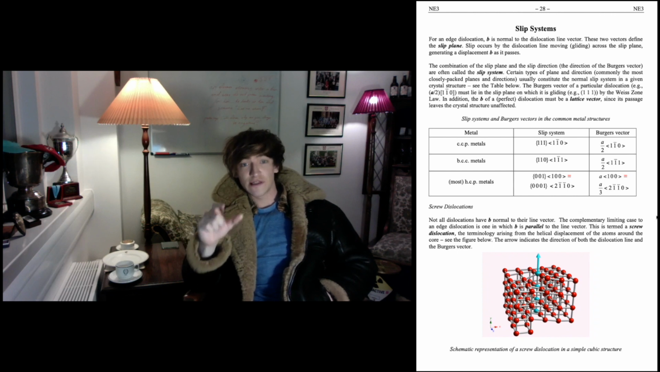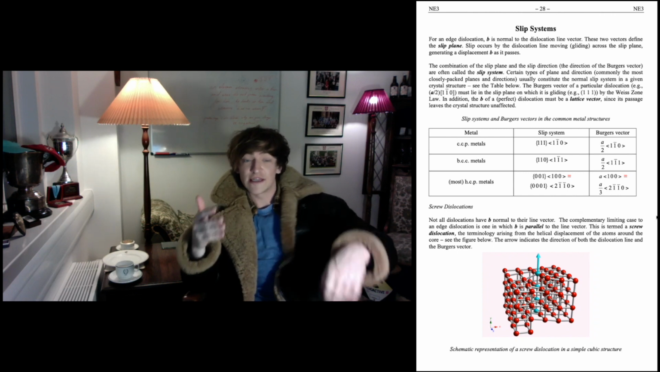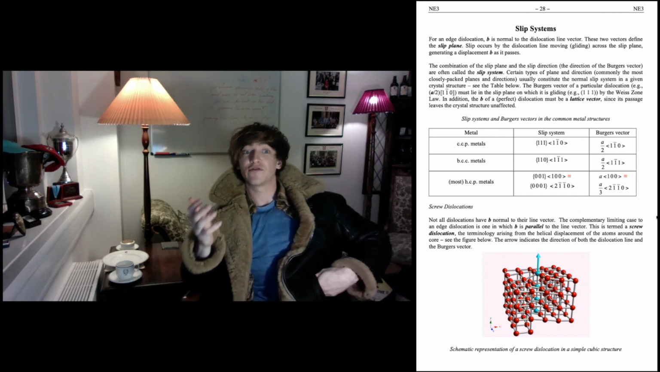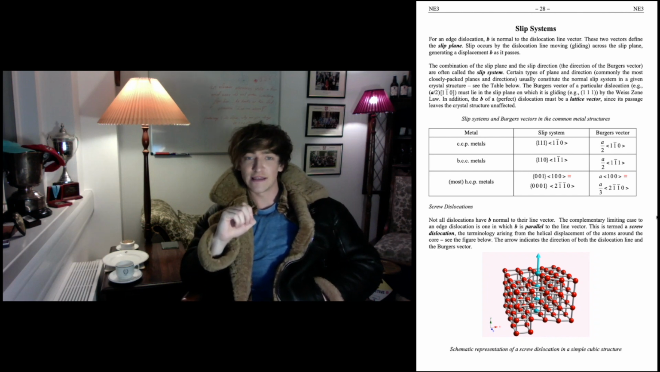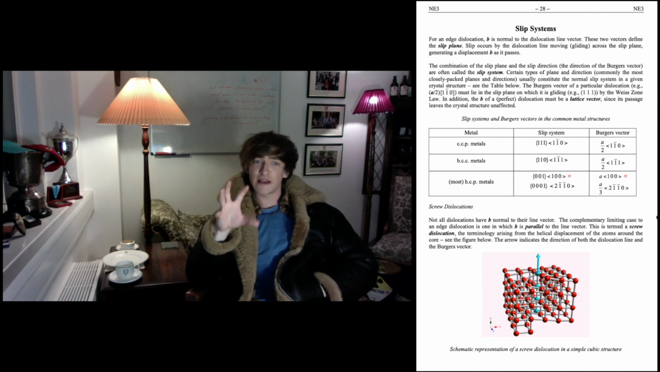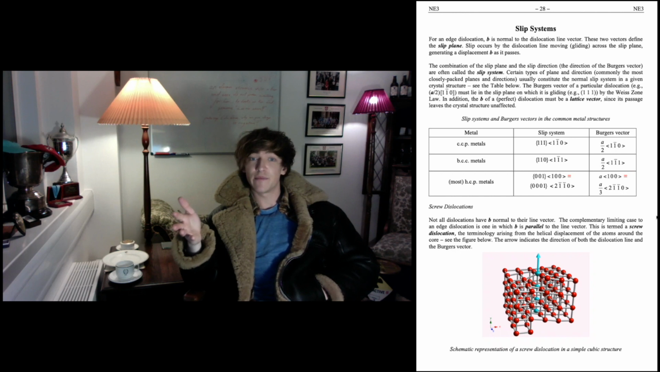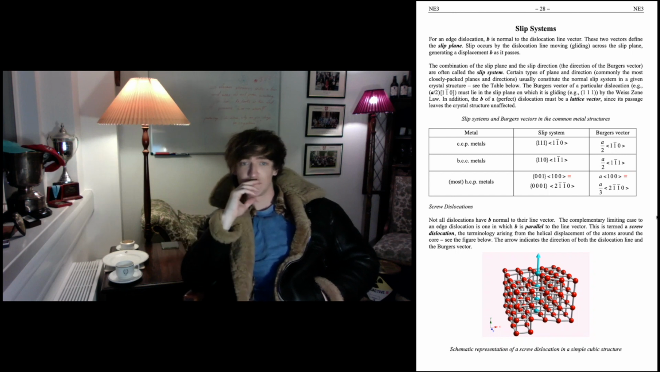Typically, the most closely packed planes, i.e. where the atoms are closest together, constitute the normal slip system in a given crystal structure, which is what I've shown in the table here in the center of the page. The Burgers vector of a particular dislocation has to lie in the slip plane on which it's gliding. And that's stated by the Weiss zone law that we covered previously.